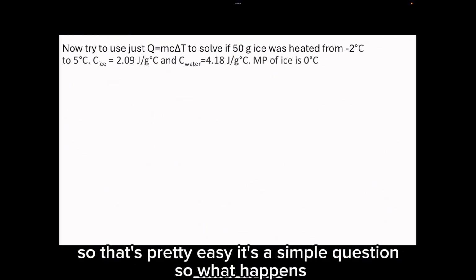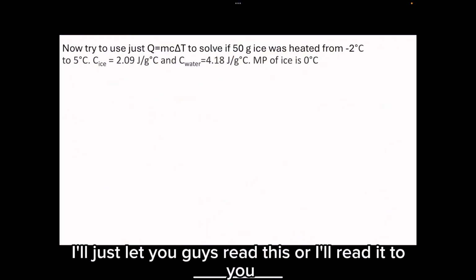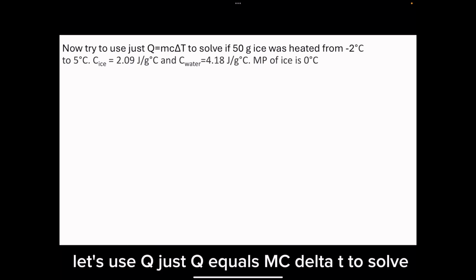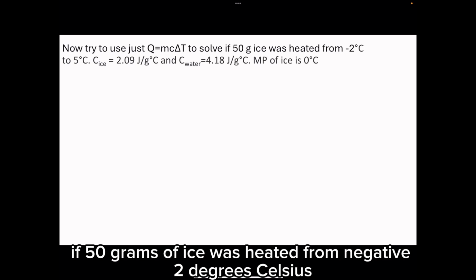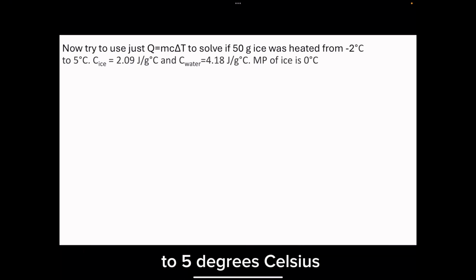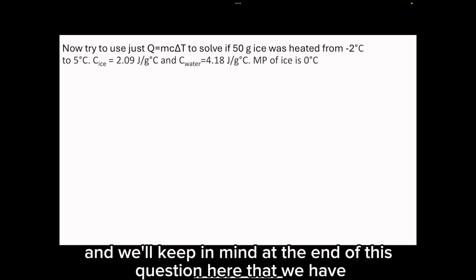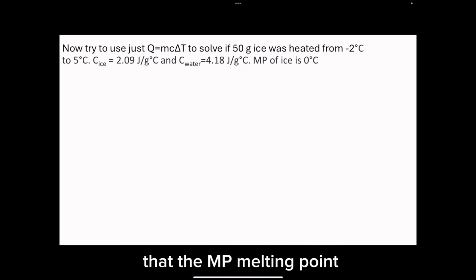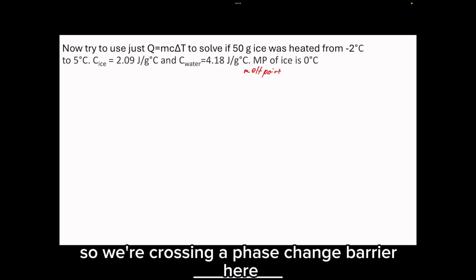So what happens, I'll just let you guys read this, or I'll read it to you. Let's use Q equals MC delta T to solve if 50 grams of ice was heated from -2 degrees Celsius to 5 degrees Celsius. And we'll keep in mind at the end of this question that the MP, melting point, of ice is 0 degrees Celsius. So we're crossing a phase change barrier here.